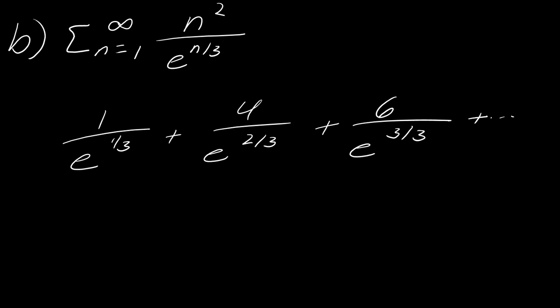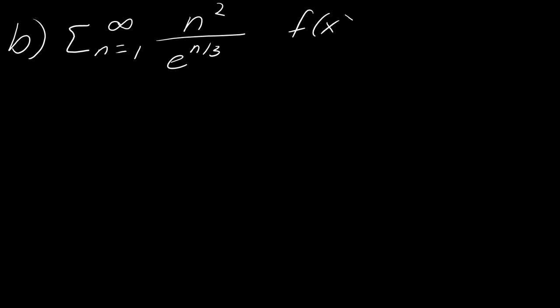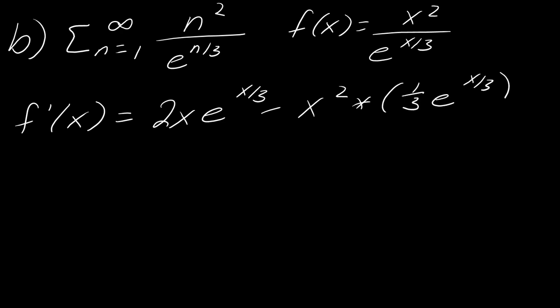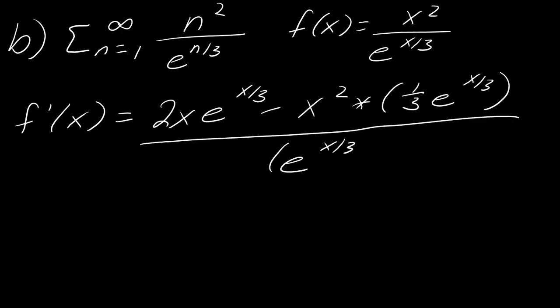We can use what we know about derivatives to help us figure this out. Let me clear some space. Let's let f of x equal x squared over e to the x over 3. What is the derivative? Now you've got to put your old Calc 1 hat on here. This will be 2x e to the x over 3, using the quotient rule, minus x squared times 1/3 e to the x over 3, and then all of that over e to the x over 3 squared.